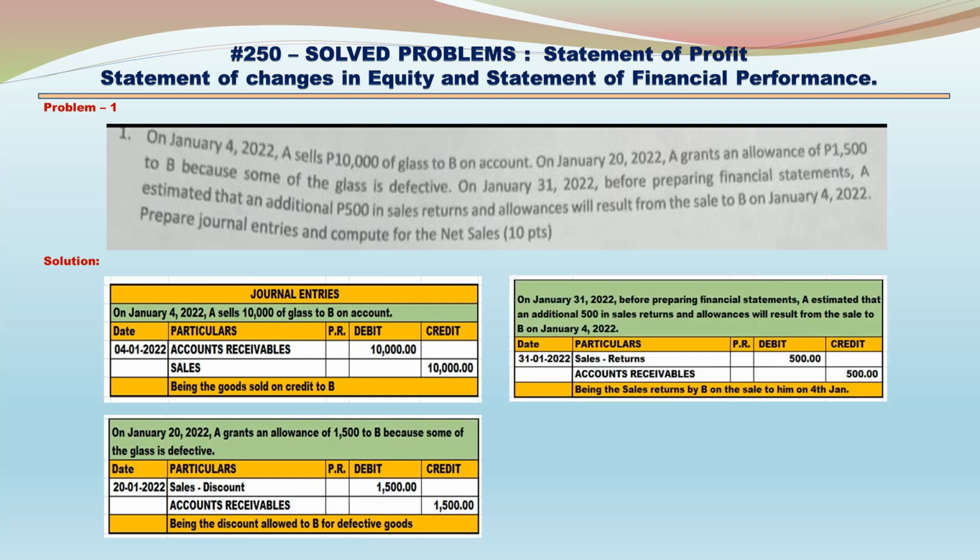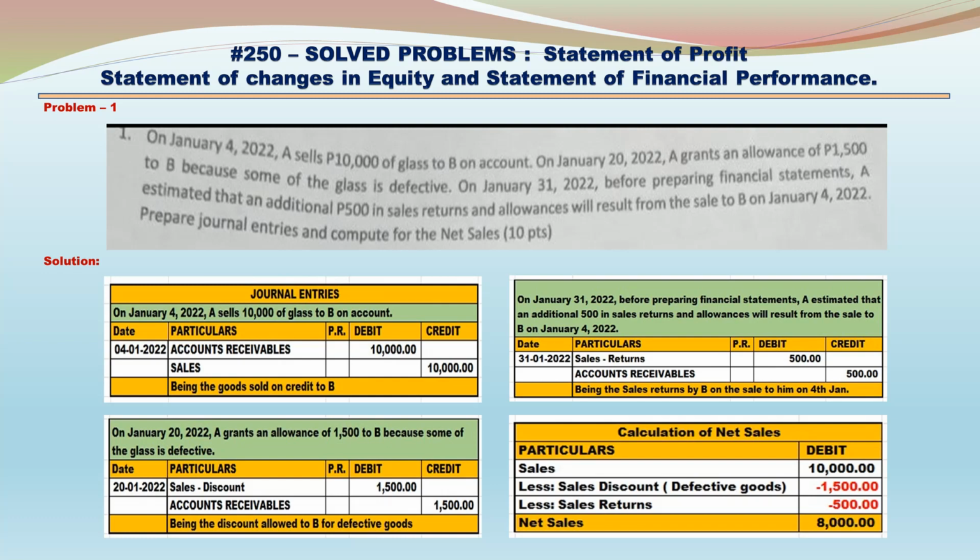On January 31, 2022, before preparing financial statements, A estimated that an additional 500 in sales returns and allowances will result from the sale to B on January 4, 2022. Date: 31st January 2022. Sales returns debit 500 to accounts receivable 500, being the sales returns by B on sale to him on 4th January.